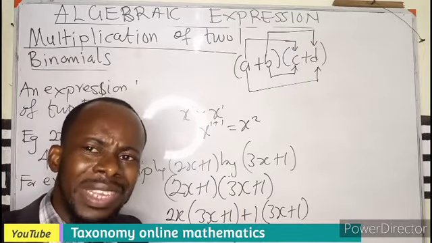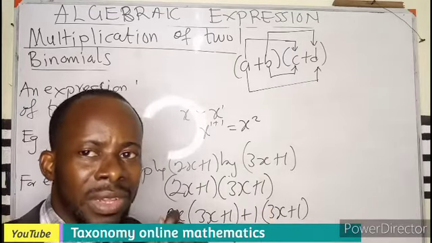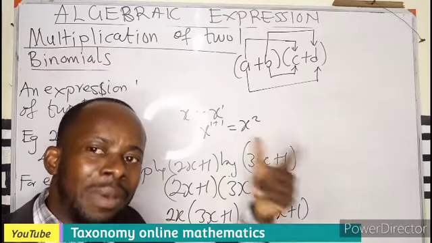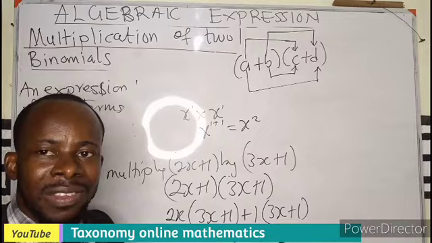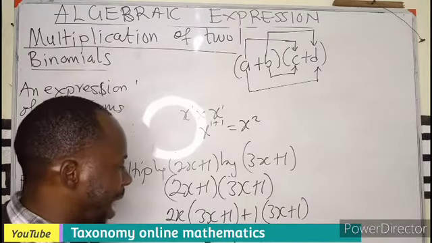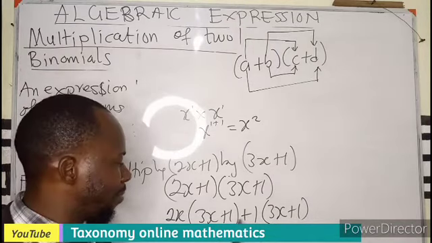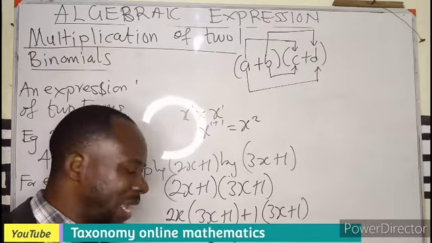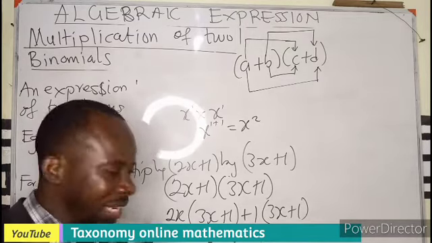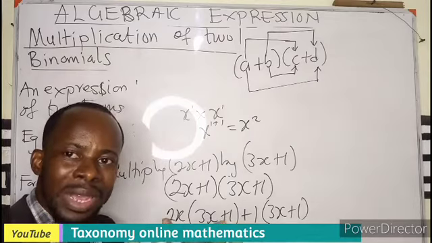Then I'll look through and see, is there any like terms? Variables of the same kind that have the same power. This x is the same kind. But do they have the same power? Power of 2, 1, 1. Since the power is 2, I leave that one aside. Power of 1, 1. They become like terms.